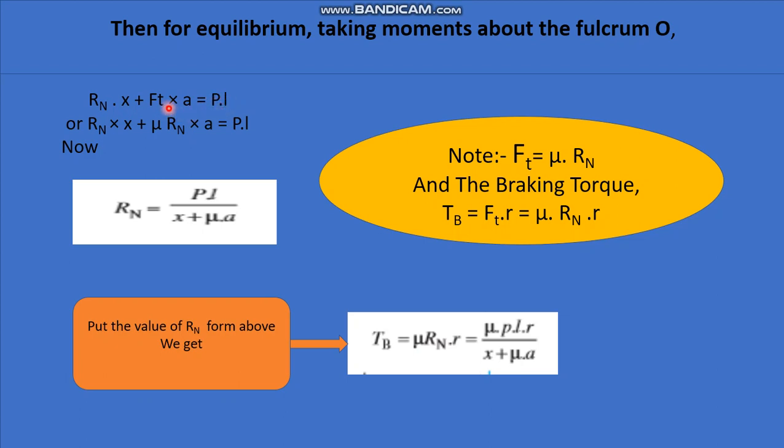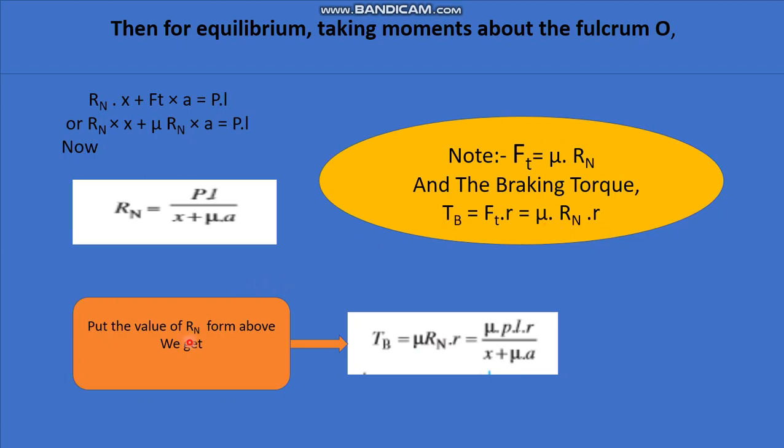Now put the value of Ft, that is equal to mu Rn, and find the Rn from these equations. Mu is the coefficient of friction. Now we all know that the braking torque is equal to Ft into R. This point was already discussed in the first lecture, how Tb can be found. Now put the value of Ft from here, we get Tb is equal to mu Rn R.